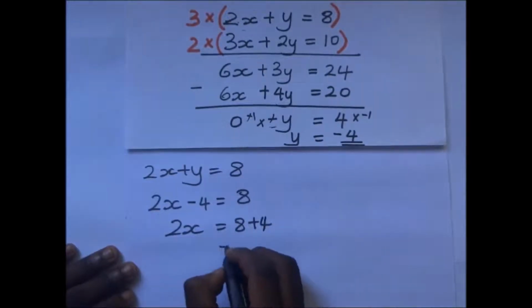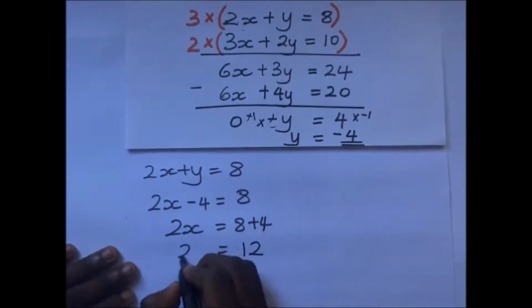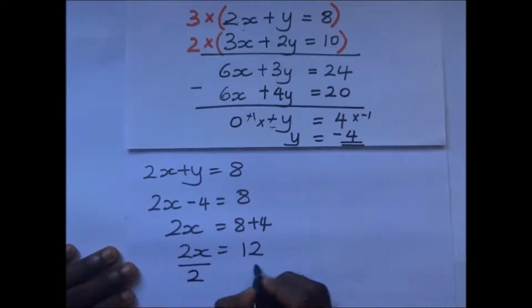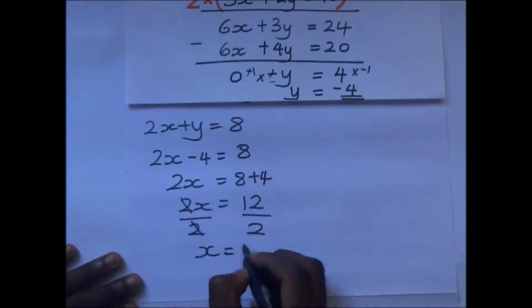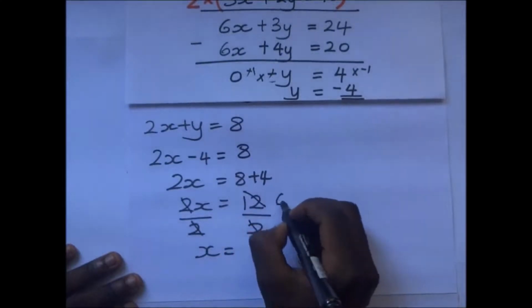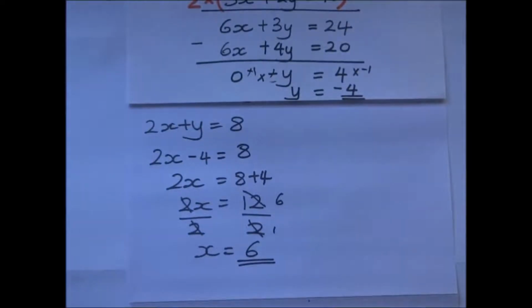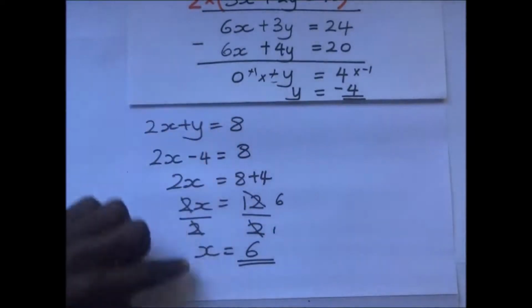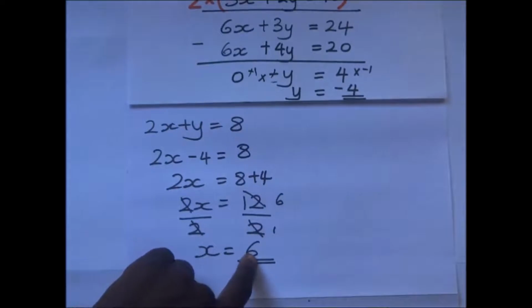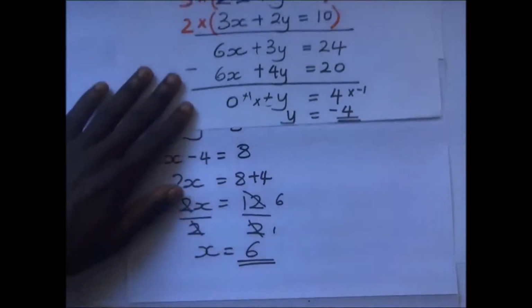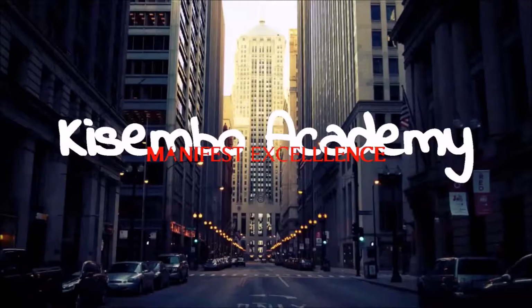And this shall give us 12. So 2x is going to be equal to 12. When you divide both sides by 2, we shall get our value of x as 12 over 2, which is 6. So that is how we solve. We are able to get our value of x as 6 and our value of y as negative 4.